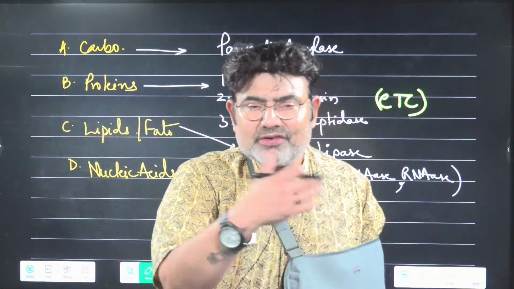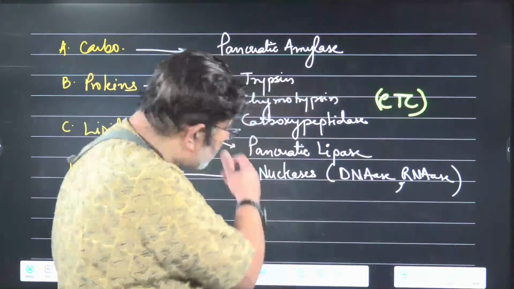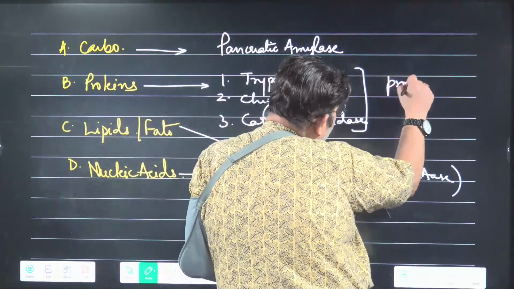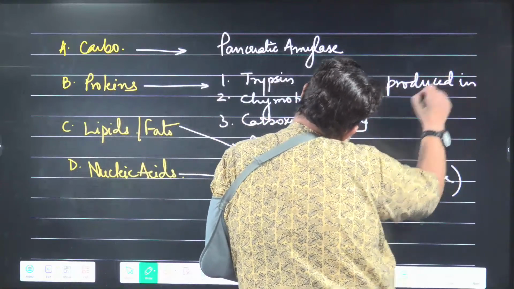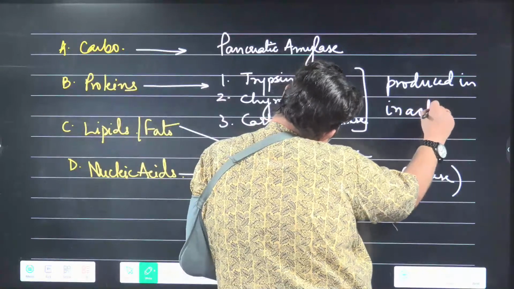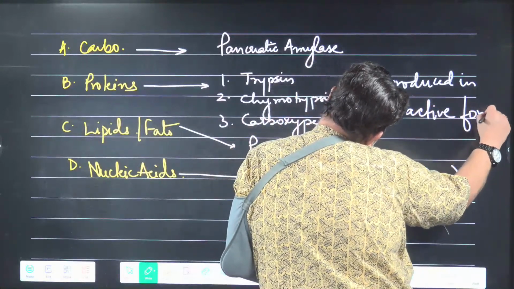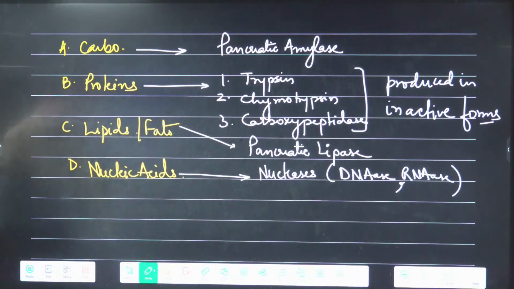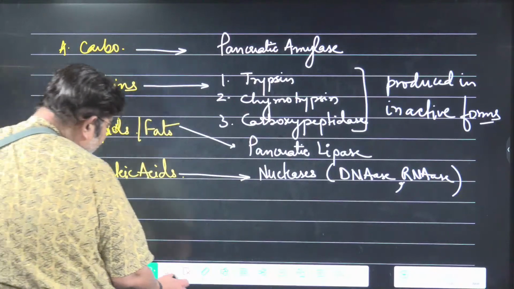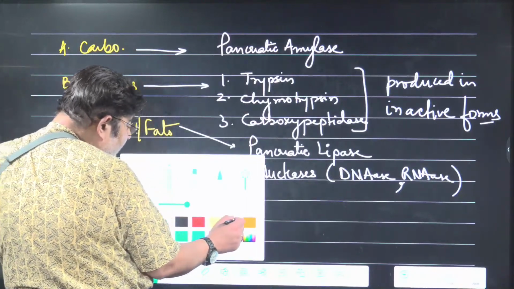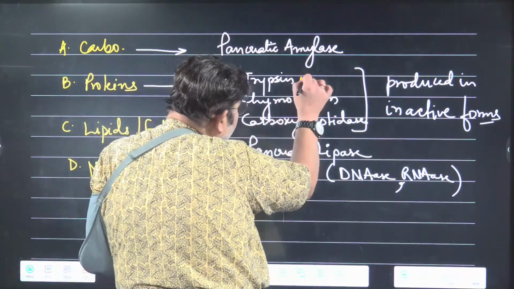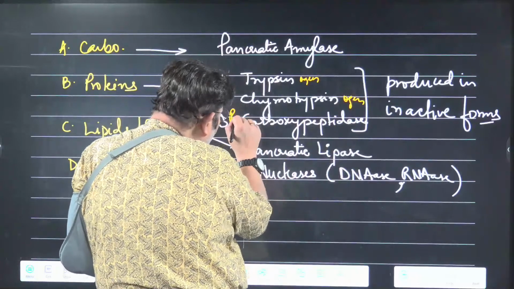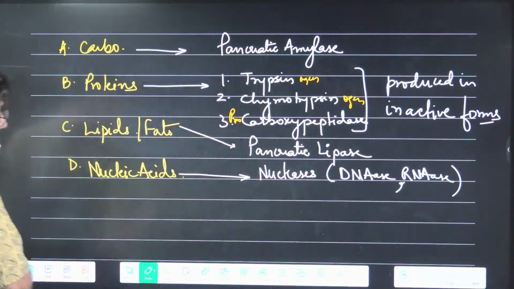CTC: chymotrypsin, trypsin, carboxypeptidase. Bachcho, these are produced in inactive form. Inactive forms like trypsinogen, chymotrypsinogen, and procarboxypeptidase. This is the inactive form.